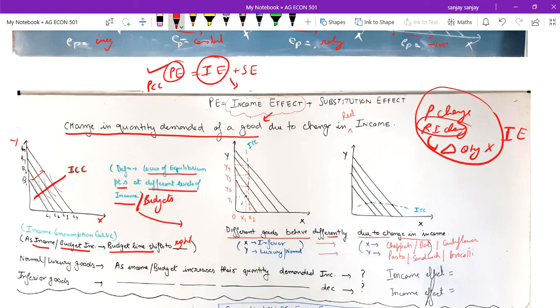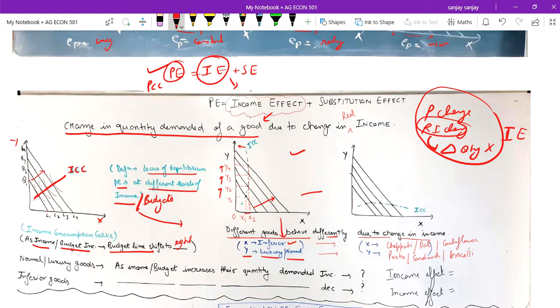Alright, let's see this graph first. These forward moving budget lines show that your budget is increasing. And what is happening now? When your budget is increasing, you are wanting more and more of good Y, and your quantity demanded for X increases a little and then it starts reducing. Okay, it remains the same, and if we go further, it might start reducing. So what is X here? X is an inferior good in this graph, and Y here is a luxury good or a normal good.